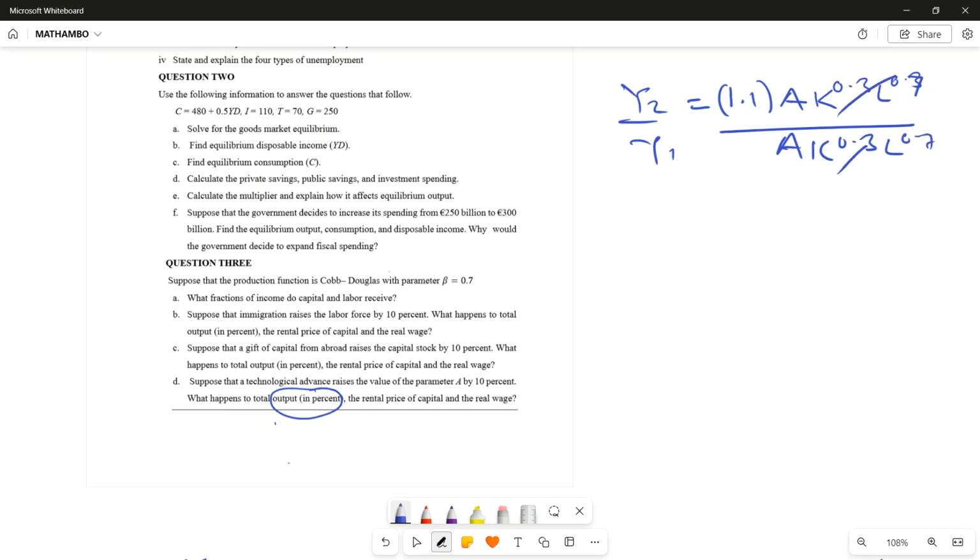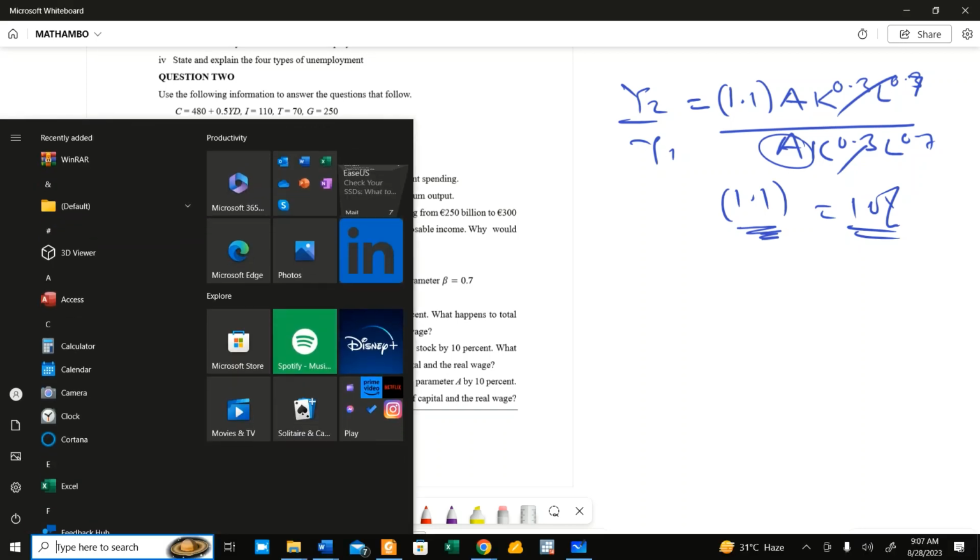This will collapse, which means that the increase in output after the increase in A is just 10%. So you increase technology by 10%, output increases by 10%. So try the one for labor and capital. You will see that the logic is just the same. There will still be a 10% increase. Alright, so until next time.